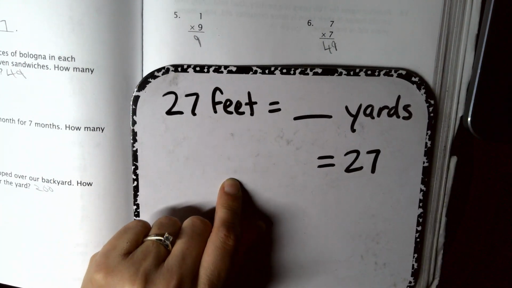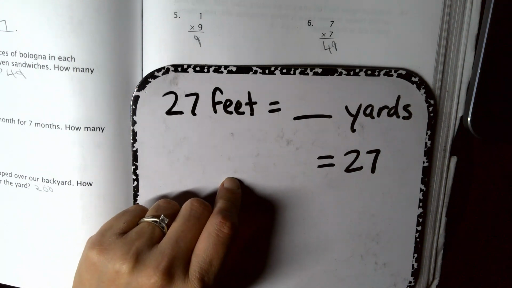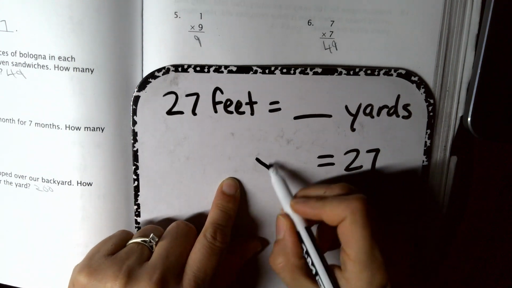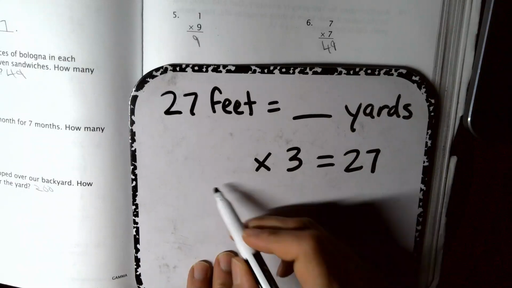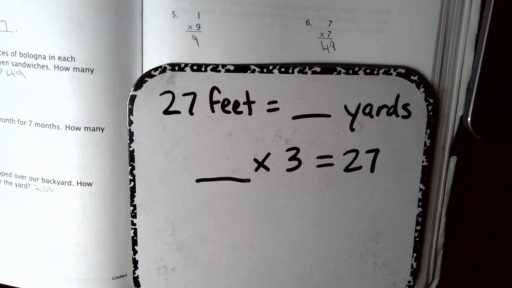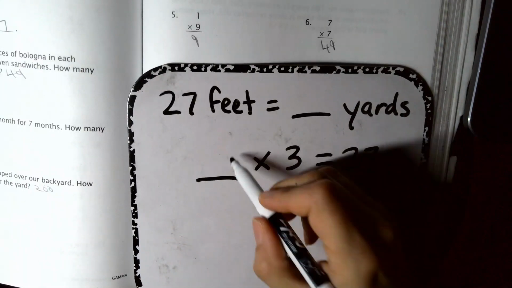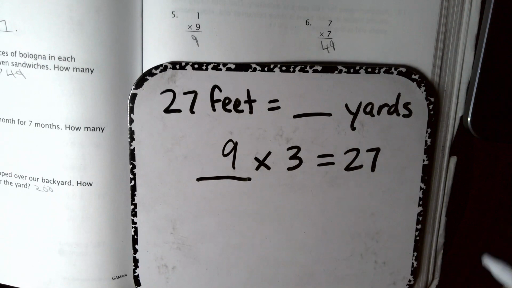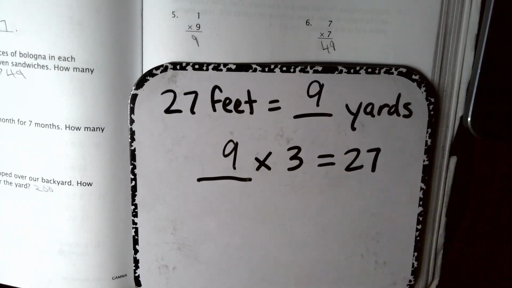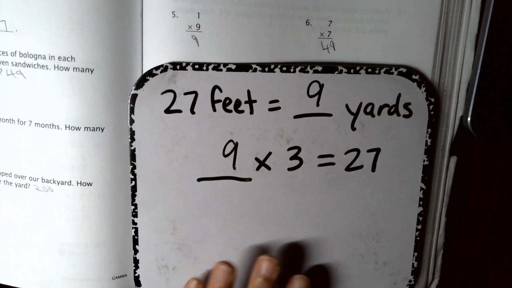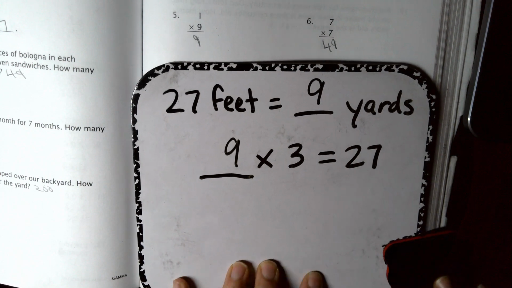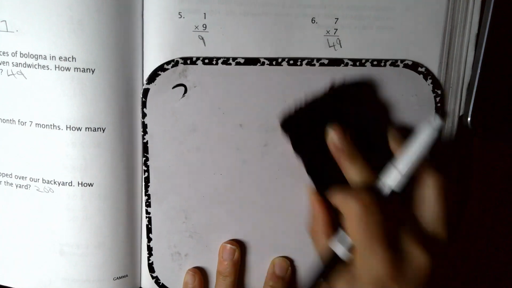Then I know that one yard equals 3 feet, so I know that's my other number. And now I just have to find the missing number, which is 9. 9 times 3 equals 27. So this is 9. Okay, so that is the thought process that will help you figure these out. Let's go to the next one.